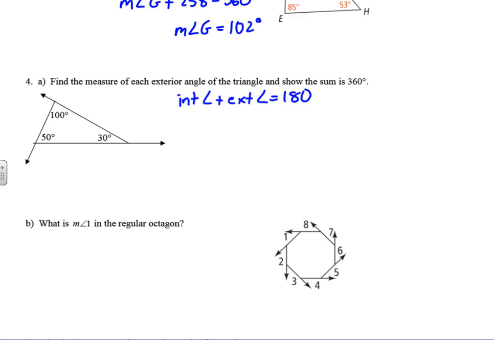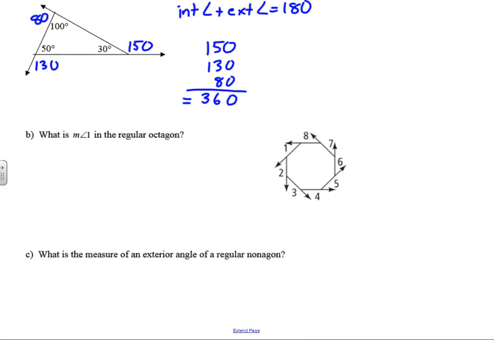So if we look at our diagram here, we find that the 30-degree angle is the interior. That means 150 would be the exterior. Up here it would be 80 because those two form a linear pair. And here it would be 130. They form a linear pair. So show that the sum is 360. So 150 plus 130 plus 80. All right, those are our three angles. And we get 360 degrees.